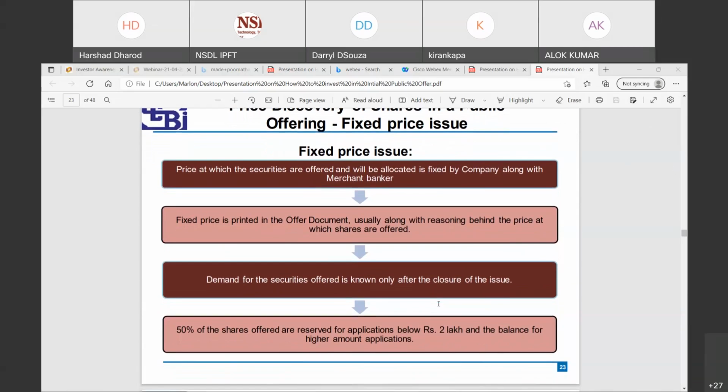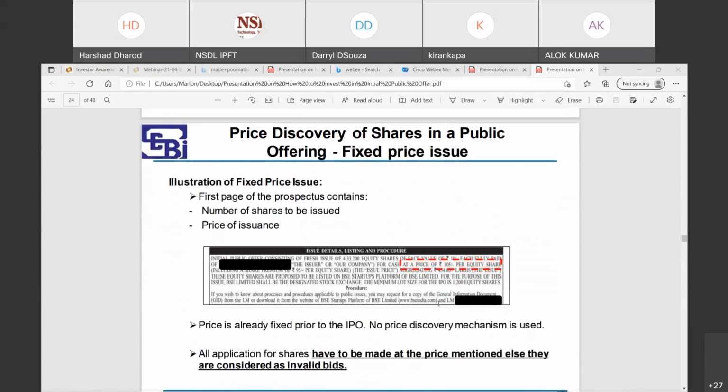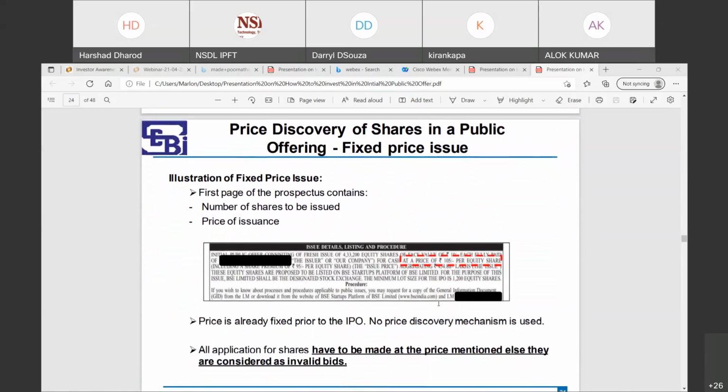So that is how it is fixed price. Here the price discovery is referring to a fixed price issue. You can find the fixed price in the offer document. In this screenshot it is mentioned at a price of 105. So it is pretty clear what the price is. There is no ambiguity about what price you need to put. You have to put in 105 only.